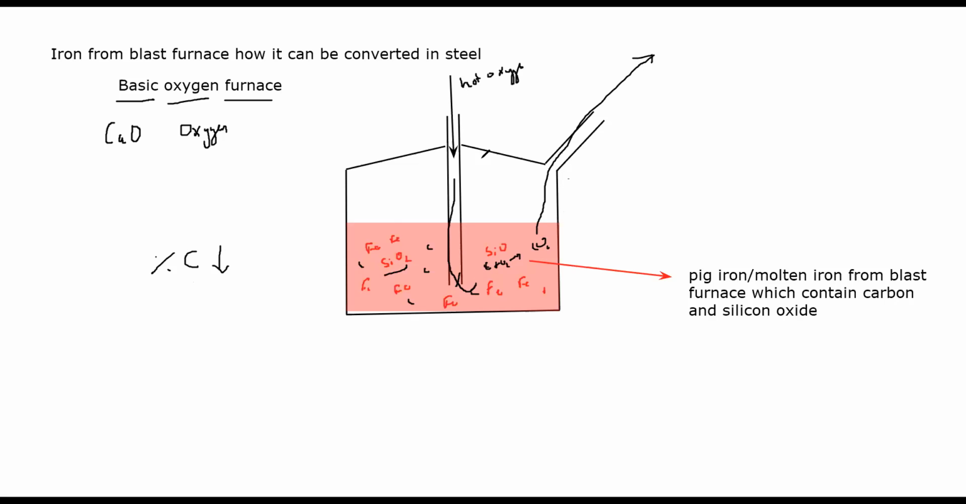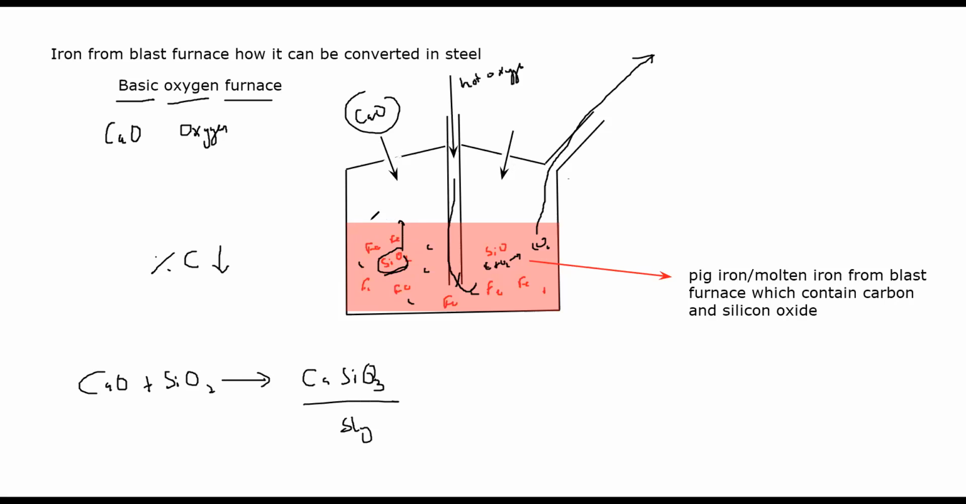But we want to remove this silicon oxide. So to remove the silicon oxide, what we do, we add calcium oxide. This time we are not adding calcium carbonate directly, we add calcium oxide. Calcium oxide is a basic oxide and silicon oxide is an acidic oxide. So acidic oxide plus basic oxide, what will it form? Calcium oxide plus silicon oxide will form calcium silicate, again it will form slag, CaSiO3, the slag. And the slag does not mix because of the difference in density. So the layer of slag will be at the top of the molten iron.